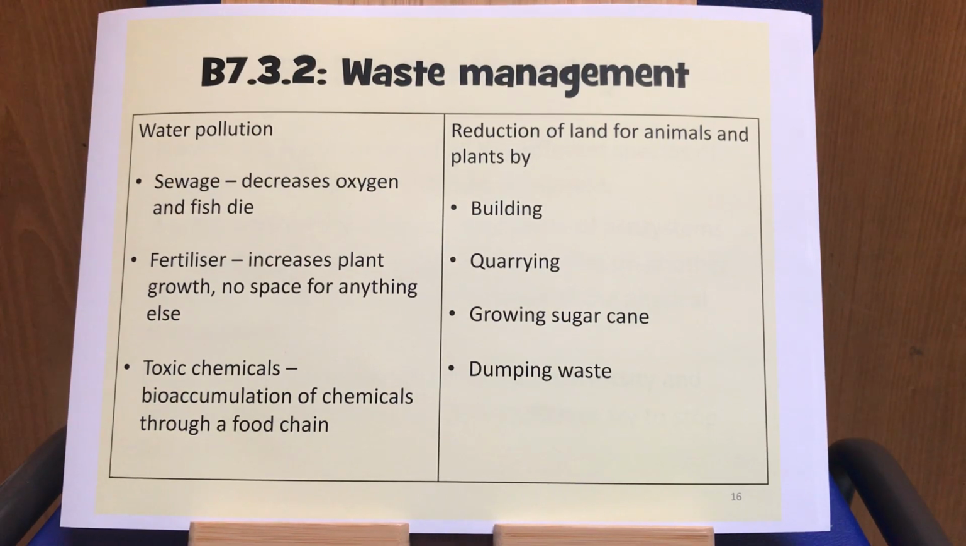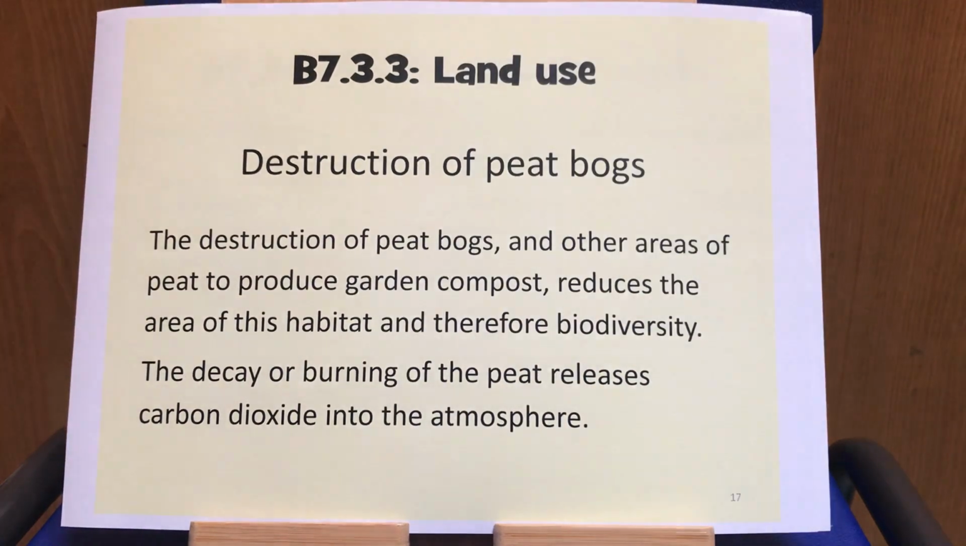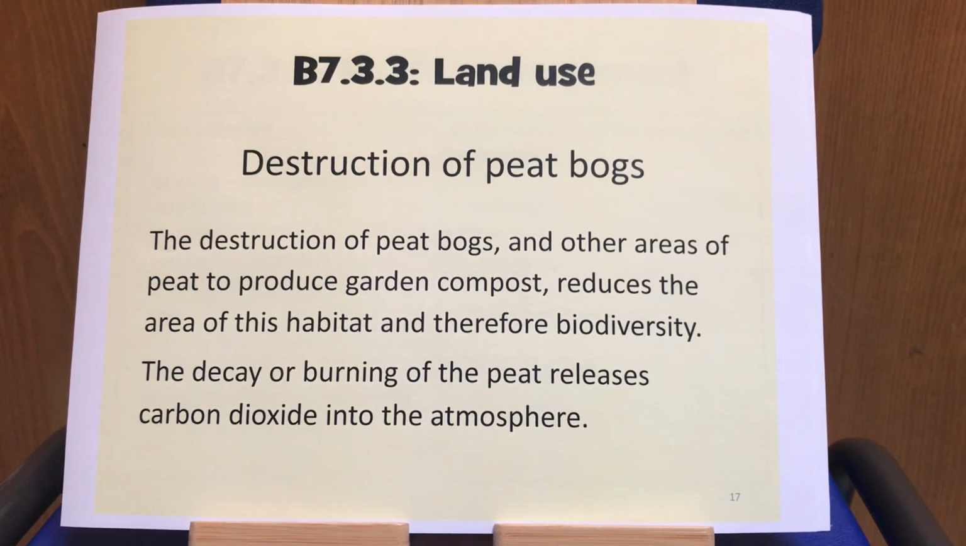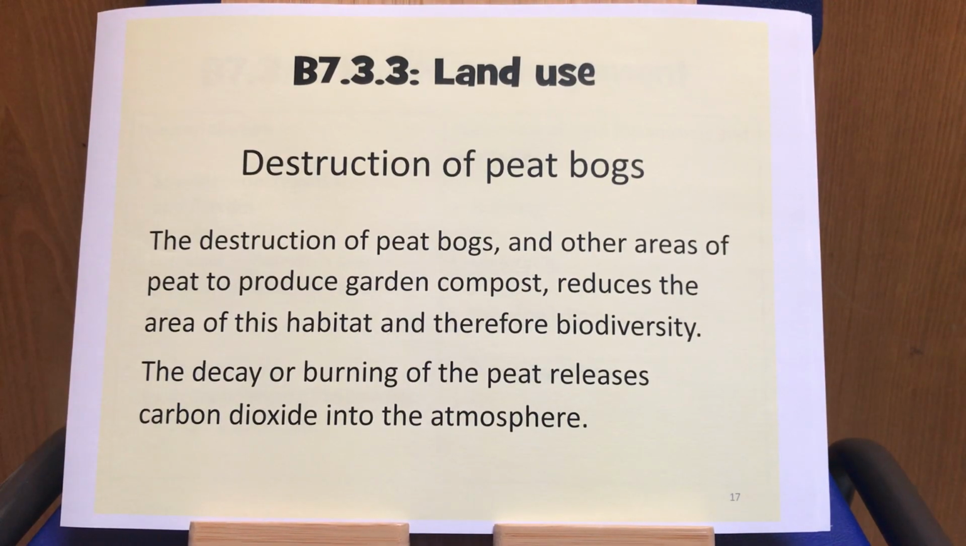And dumping waste. With this growing population, there's more waste. Okay, we need to do more recycling. Destruction of peat bogs, a very small section on the course content. Basically, there are boggy areas which are very full of water, and when trees and plants die, they fall into these boggy areas and they produce something called peat. And peat is very similar to compost, and it can be used in the same way that compost can to improve the soil quality for plants. So it's very high in nutrients and it's very high in carbon.